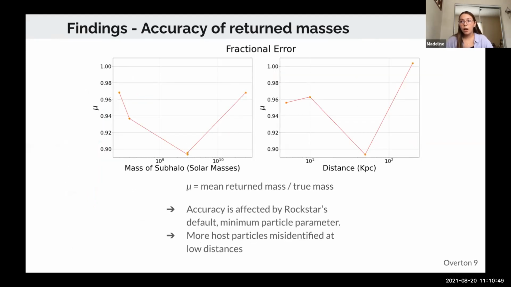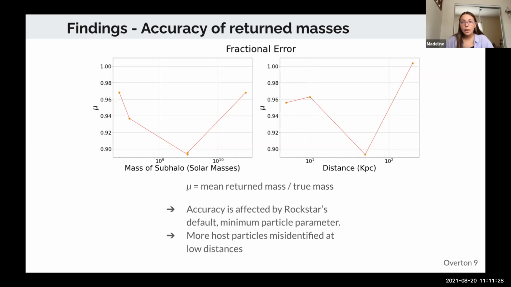For the subhalos that are found, there's a general trend where for smaller and more centrally located subhalos, Rockstar returns the mass less accurately. However, for the very smallest and most centrally located, there's actually a boost in the detection efficiency, or in the accuracy of the detections. And so there's a couple properties of Rockstar that we think might be causing this extra boost. One of those is Rockstar's minimum particle parameter.